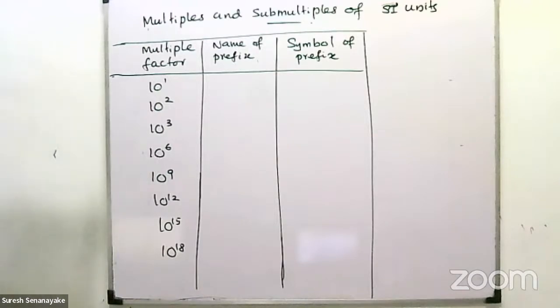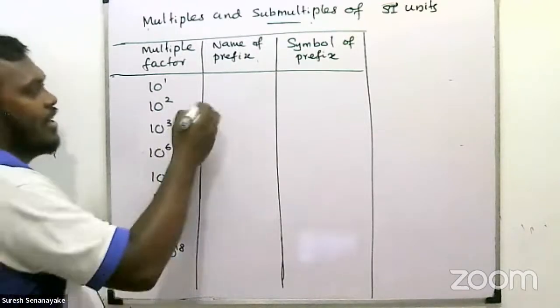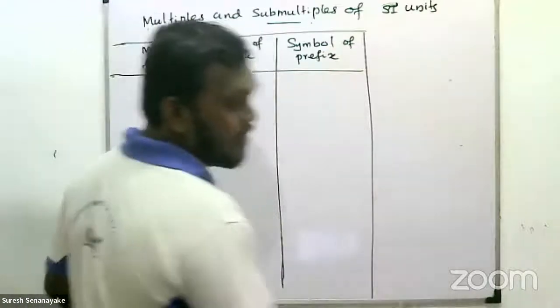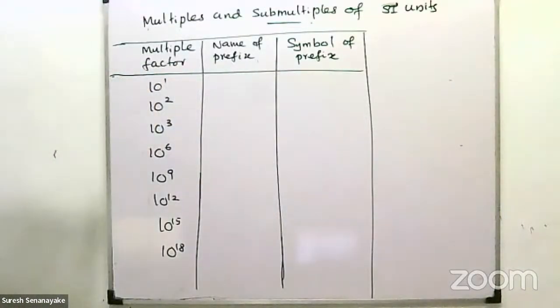That's enough. This 10 to the 1 we call deca. That's why I'm telling you about December, that is the 10th one. So this we call deca.